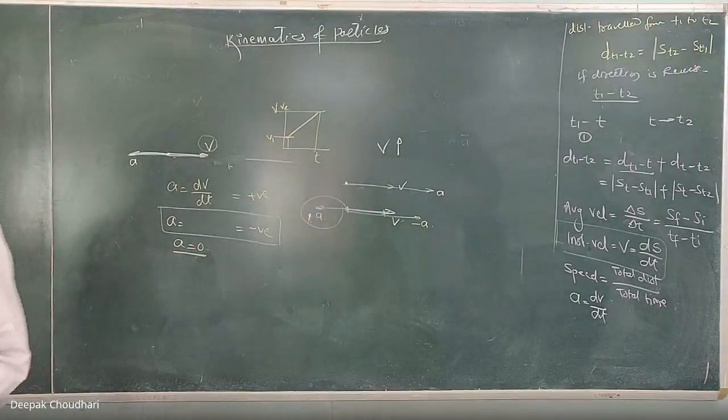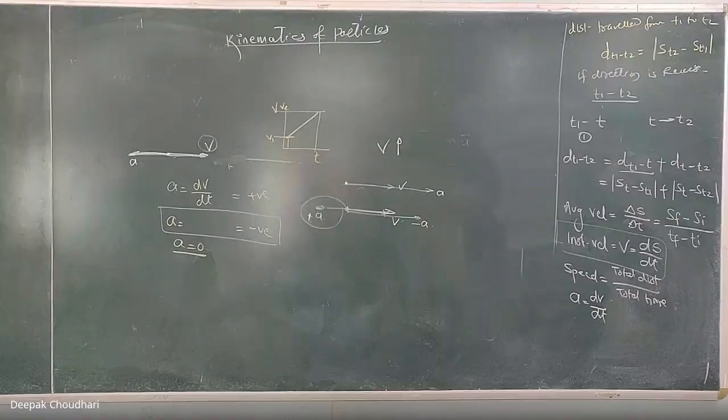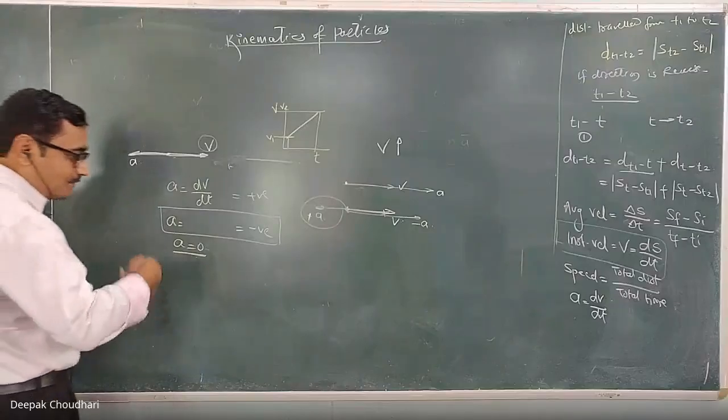So what will happen if the acceleration is zero? What will happen with the velocity? Velocity will be constant. Velocity will remain constant. The rate of change of velocity will be zero, but the velocity will be constant.